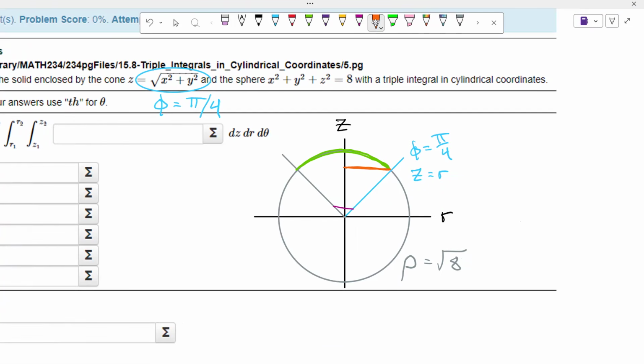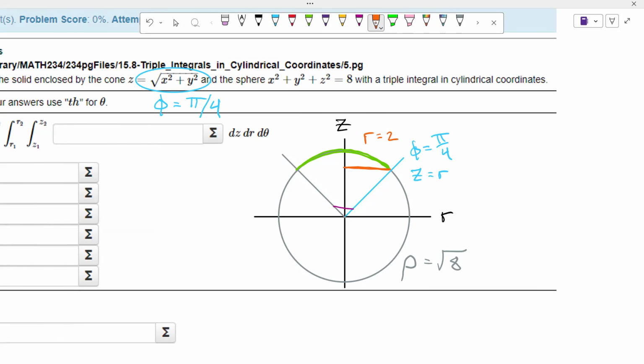A question I get rather frequently is why is r not the square root of 8? Because I look at that sphere equation, it clearly has a radius of root 8. Well, we're about to find out r, which is not rho, but r has an upper limit of 4. Take that back. R has an upper limit of 2 because 2 is the square root of 4. This little guy right here. It's going to be r equals 2.